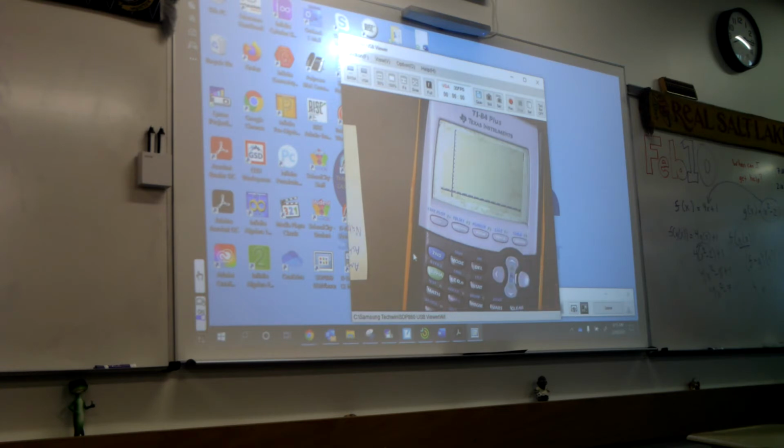Now, if I put it in, let me check something. 60 sine of pi over 15 times x minus 7.5. Oh, plus 75. That'll make a difference. So now when I graph it, does it look like what we were coming up with before?